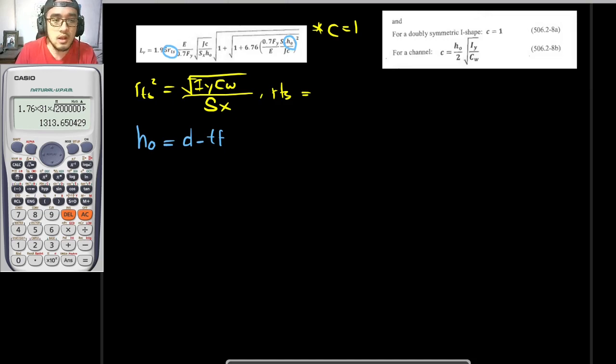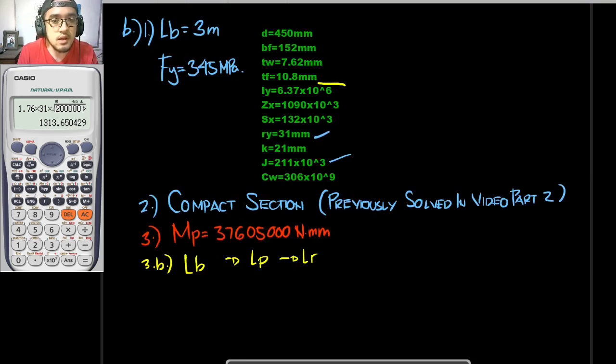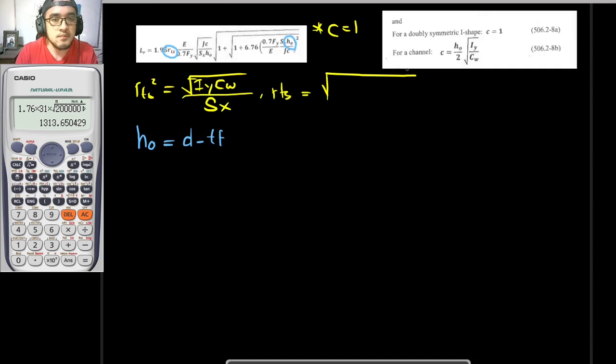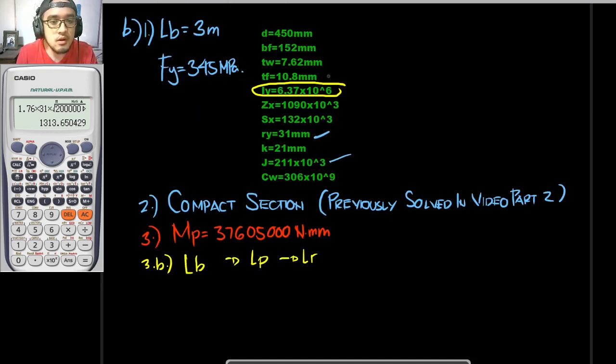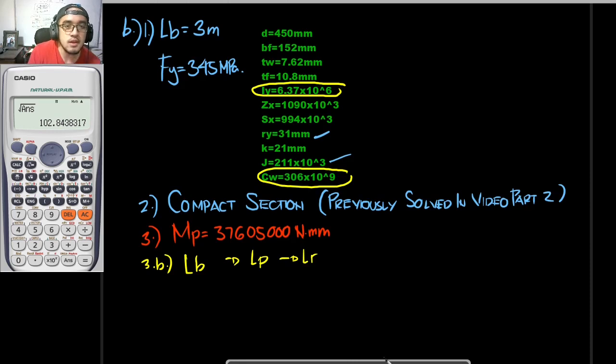Okay, so for our rts, once again, that is equal to the square root of Iy times Cw, where Iy is equal to 6.37 times 10 raised to 6, and our Cw, or the warping coefficient, is equal to 306 times 10 raised to 9. Okay guys, by the way, we have a correction here in the given. The section modulus here should be 994 times 10 raised to 3. But it really doesn't matter since we didn't use that in the previous video.